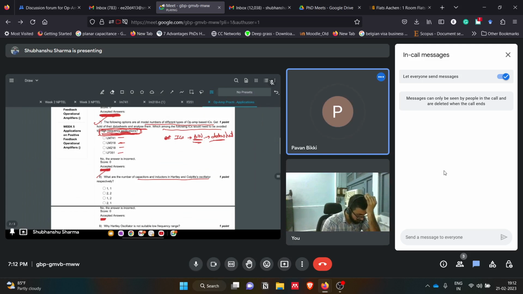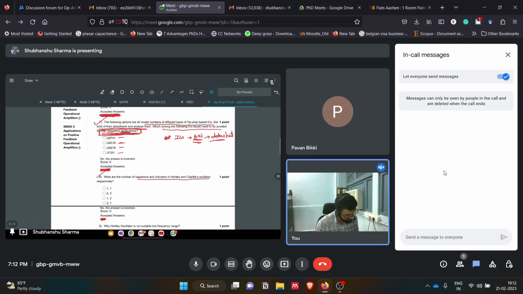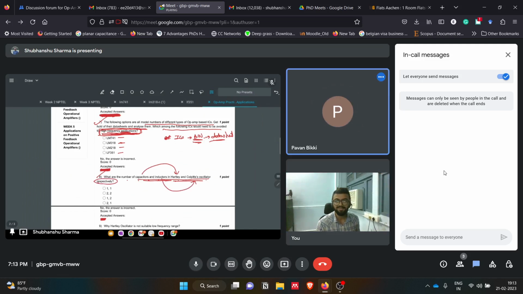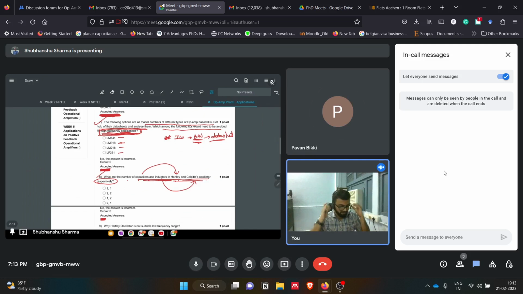There is a problem in understanding the language of the question. I will read it again. What are the number of capacitors and inductors in Hartley and Colpitts? They are talking about capacitors in Hartley and inductors in Colpitts, because they are saying respectively. Yeah, it's a little tricky.